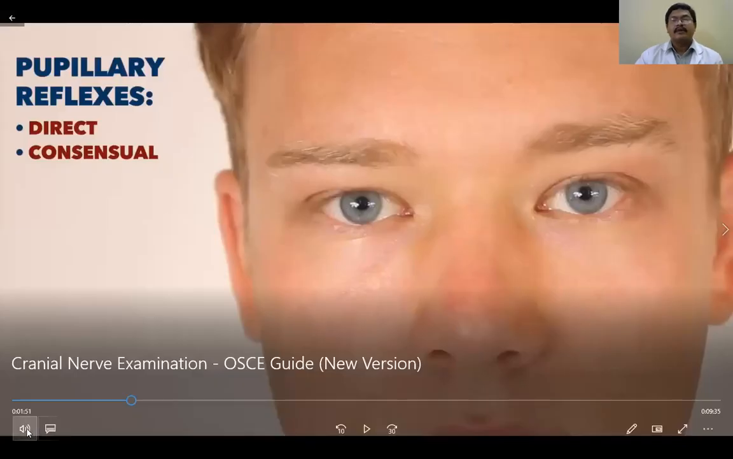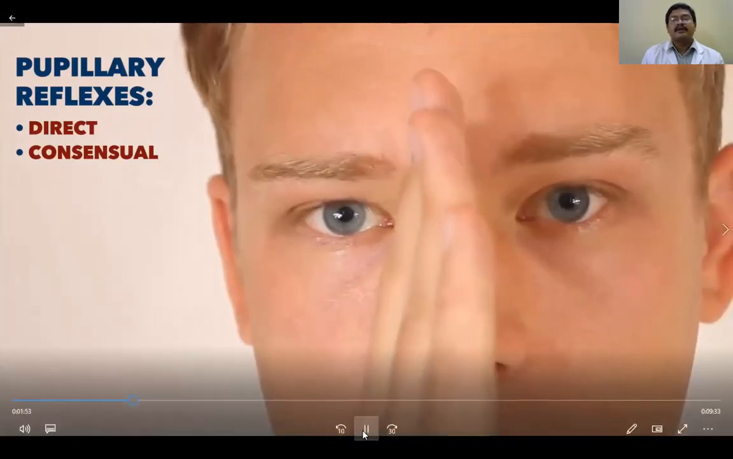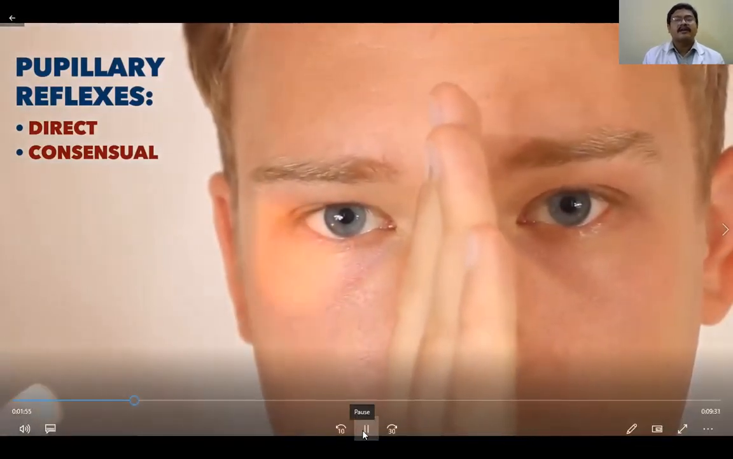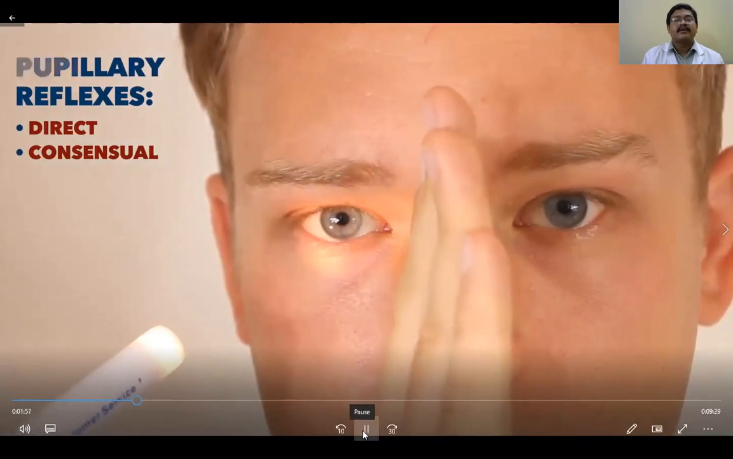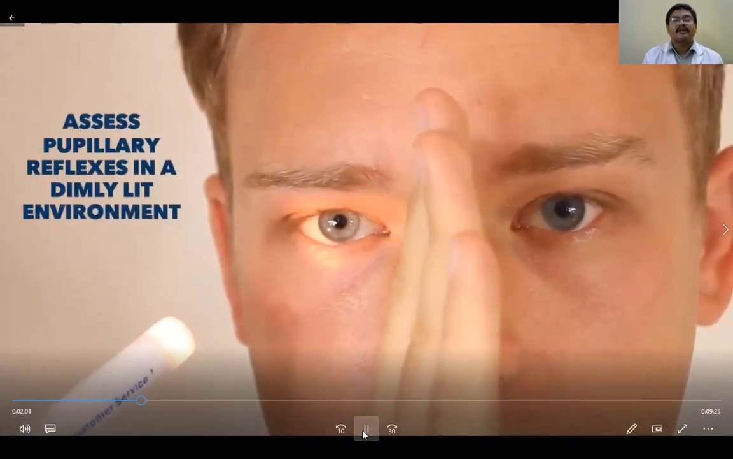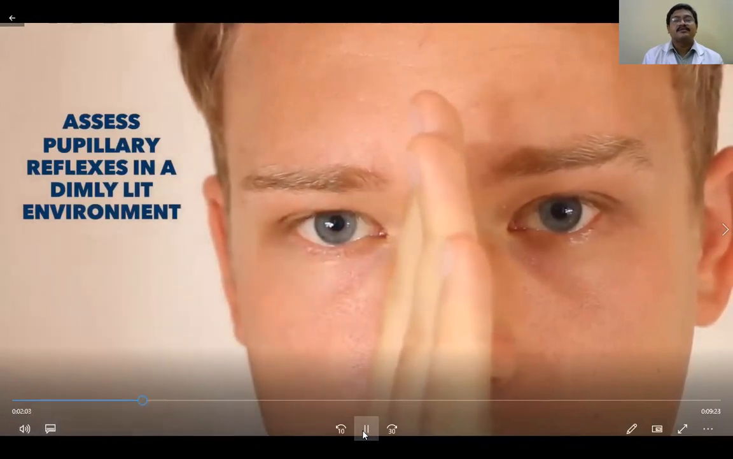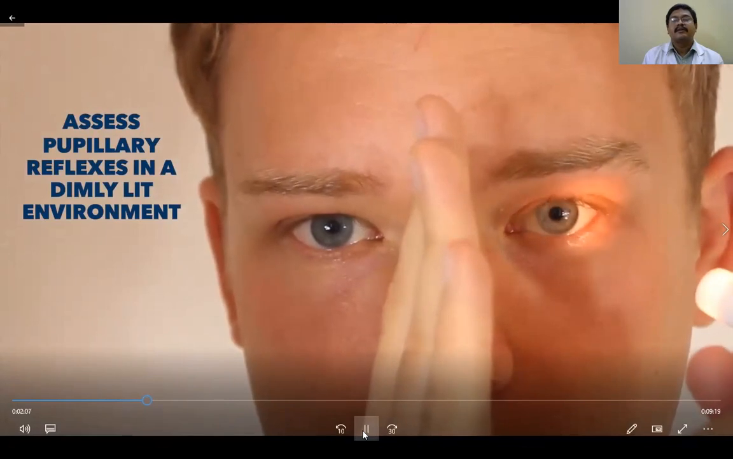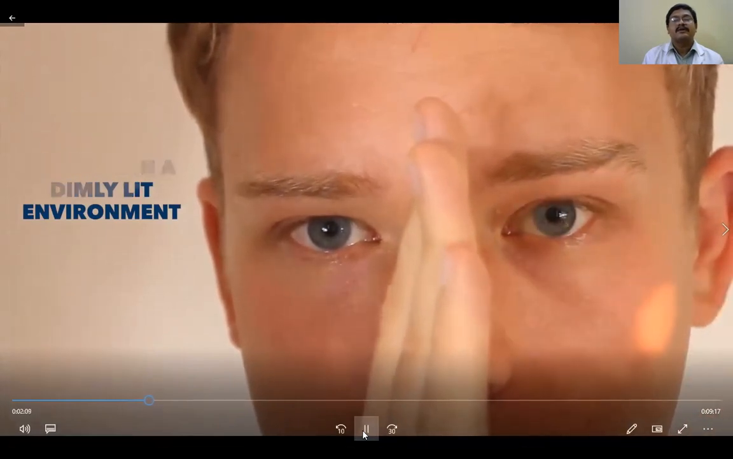Let's have a quick review of the light reflex. This is one of the most important. It is well demonstrated here. This is the direct response, where you observe the reaction of the pupil. You see the direct response here.